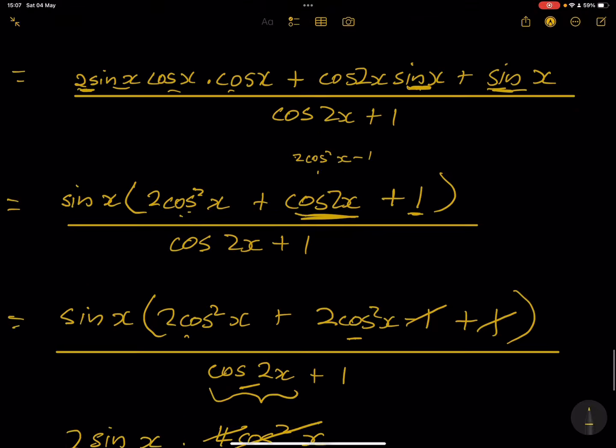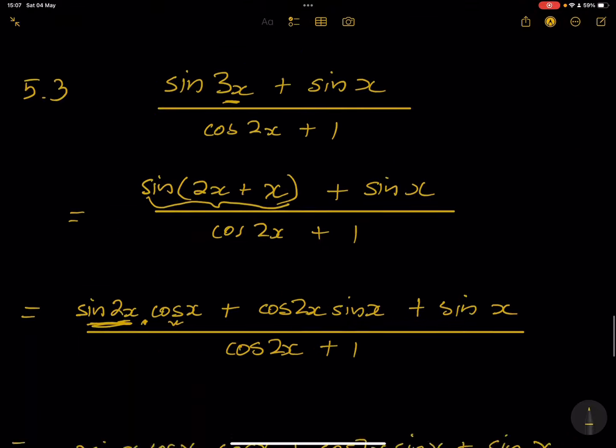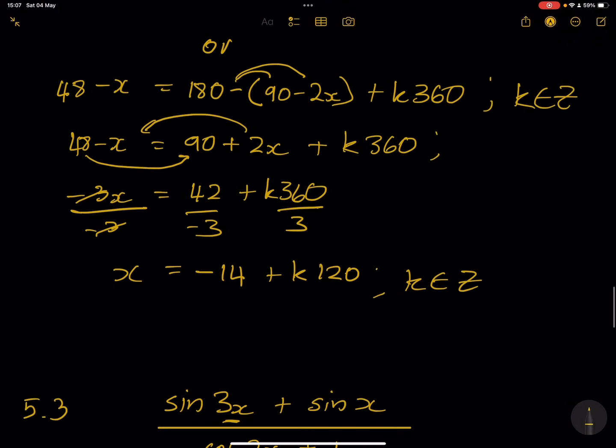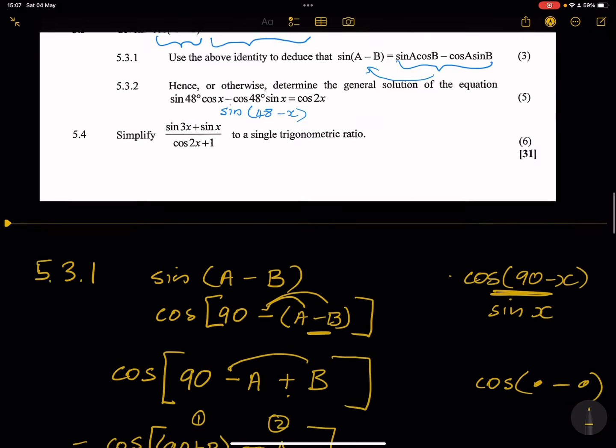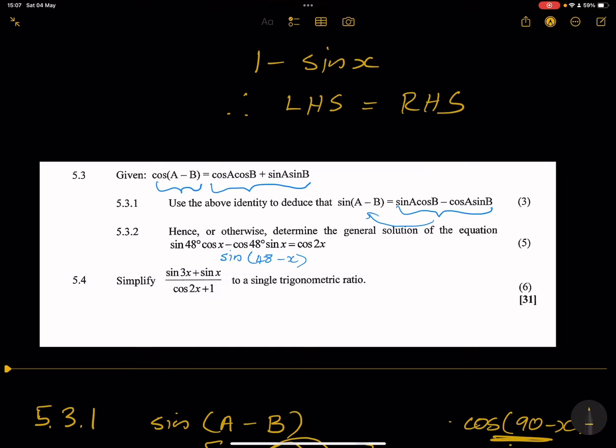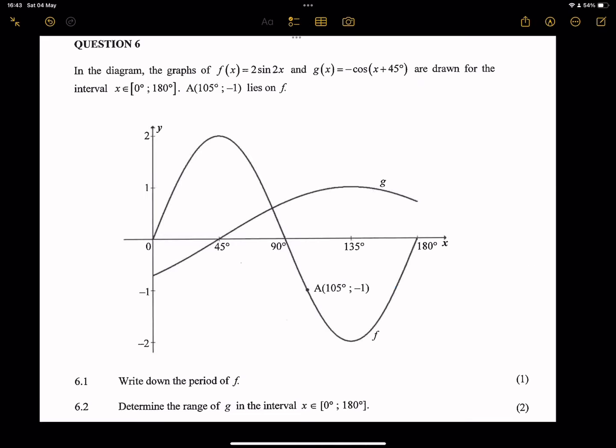Right, so that was a bit of a challenging one, but I hope that you still got it nonetheless. All right, let's move on to the next question. Right, so we start with question 6.